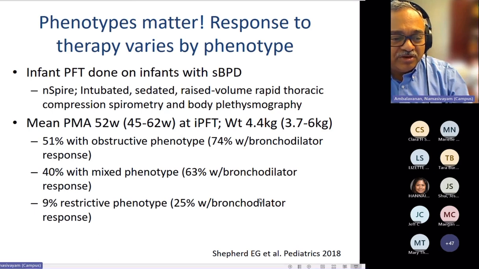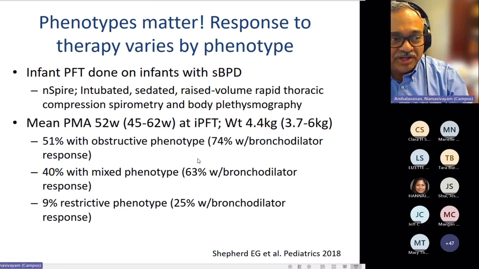So Ed Shepard, one of my collaborators from Nationwide, has done work on pulmonary function tests using the Inspire, in which infants are intubated, sedated, and then they compress the chest rapidly and do spirometry that way.